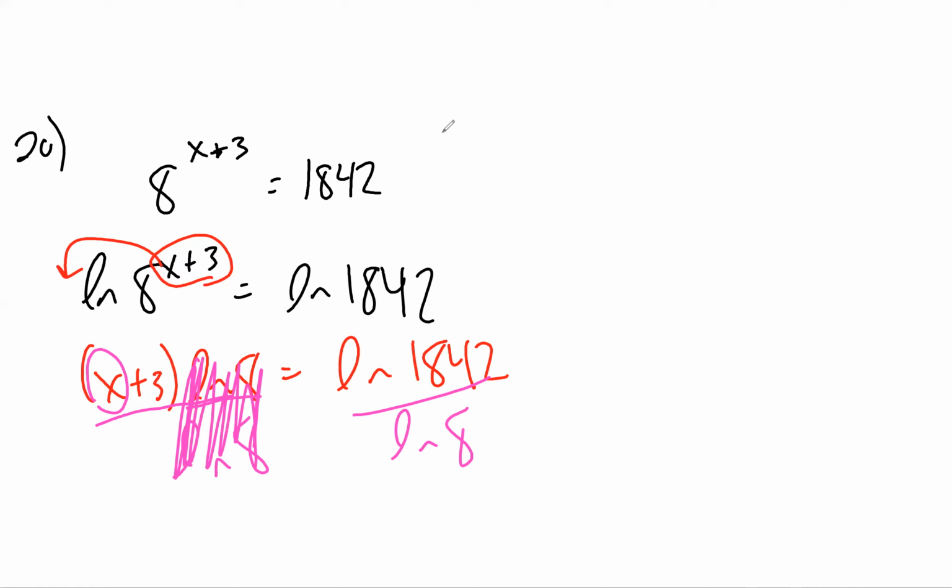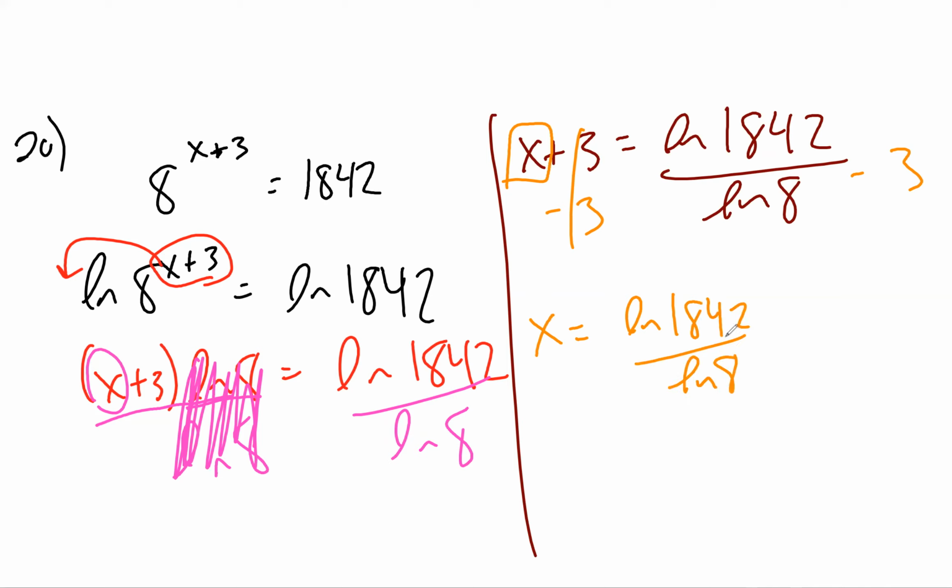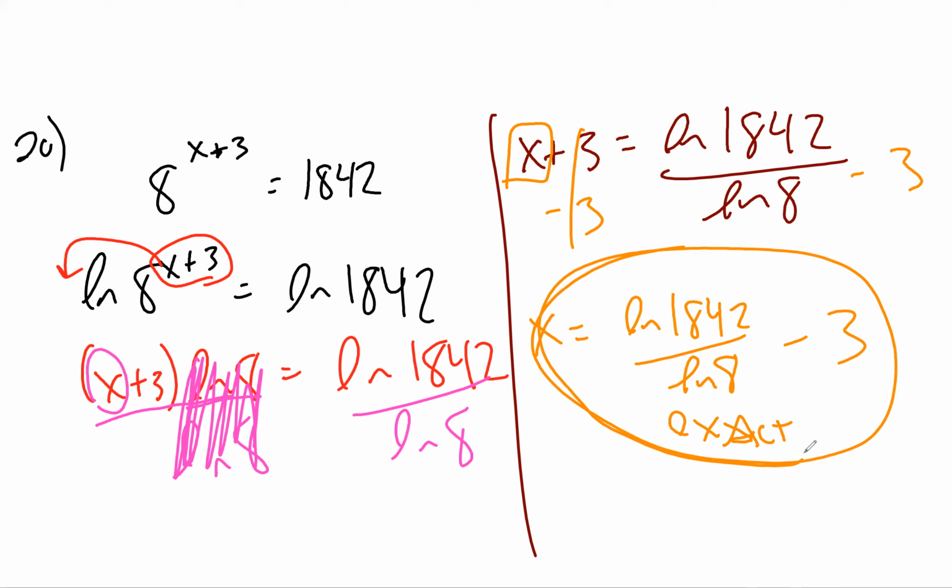And so what I'm left with is x plus 3 equals the ln of 1842 divided by the ln of 8. And then I say, okay, well, right here's my x, and the only other thing I need to do is get rid of this 3. Well, I'm going to do that by subtracting, and again, what I do to one side, I have to do to both. And so the exact answer that I'm left with is the ln of 1842 over the ln of 8, and remember, this minus 3 is a big minus 3. That's the exact answer that you would type into HAWX, just like this.